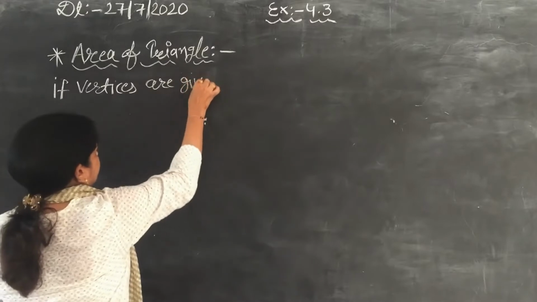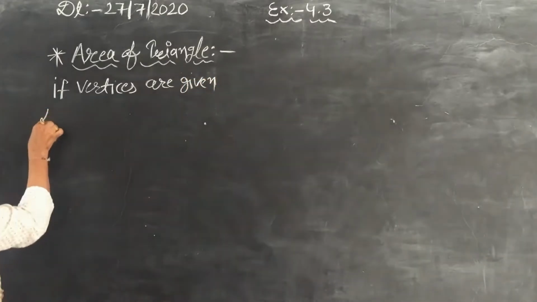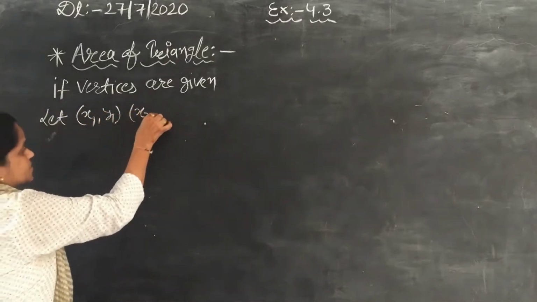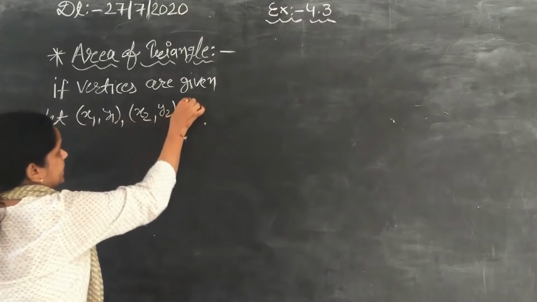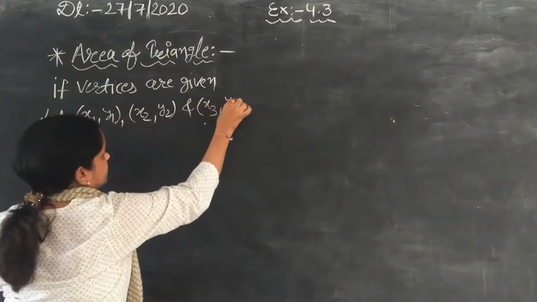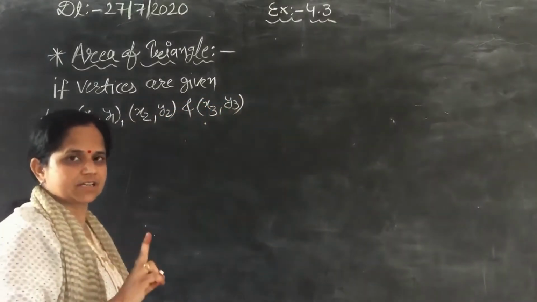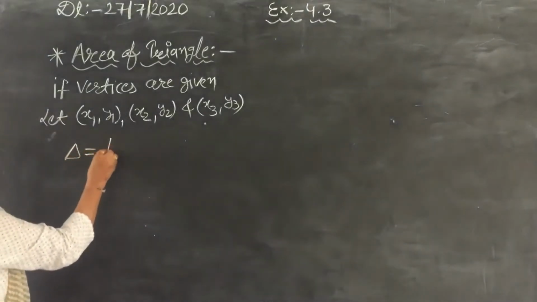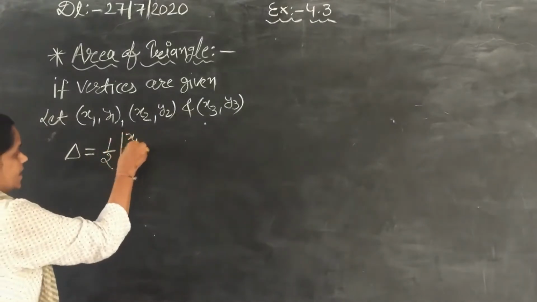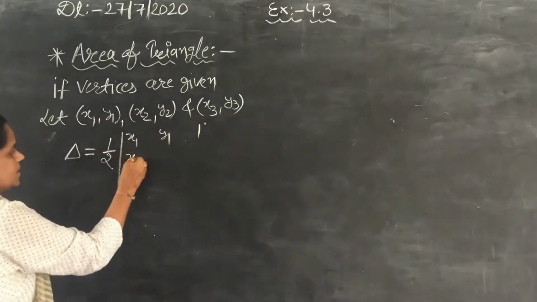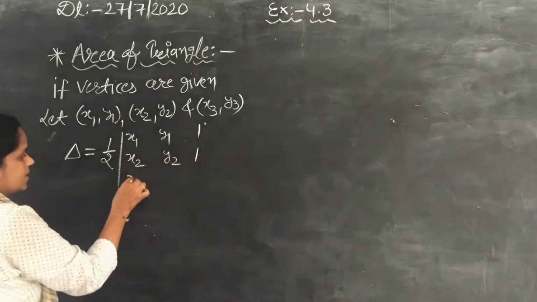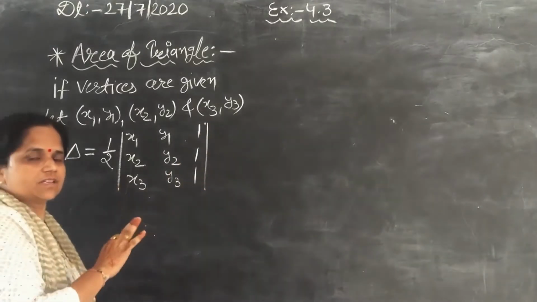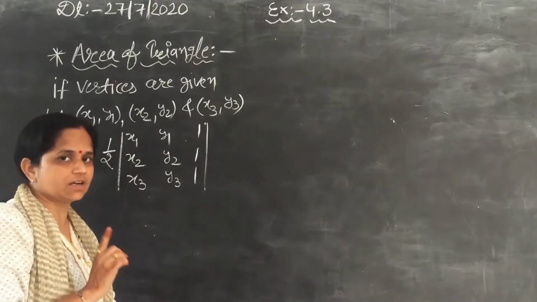are given. Okay. Now let x1, y1, x2, y2 and x3, y3 be three vertices of a triangle. Then area of a triangle is 1 by 2 times the determinant with rows x1, y1, 1; x2, y2, 1; x3, y3, 1. Okay, and solve this determinant, we will find the area of a triangle.